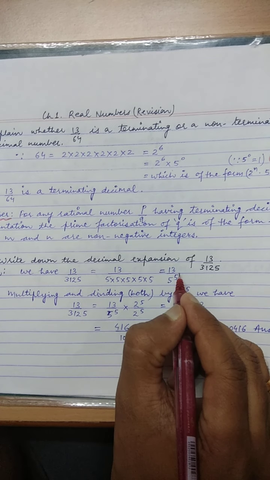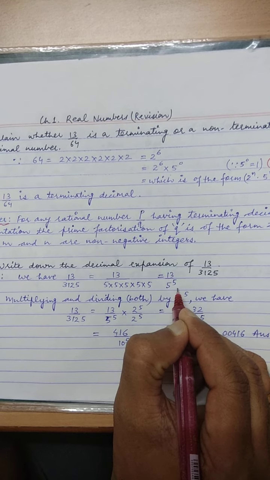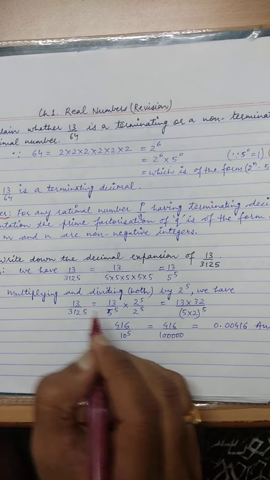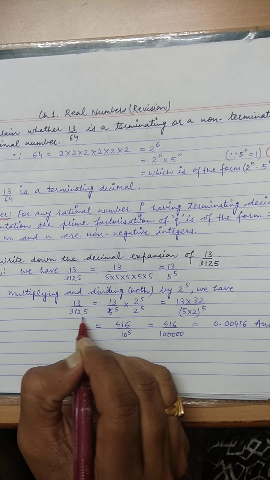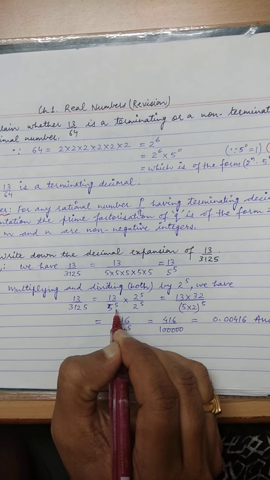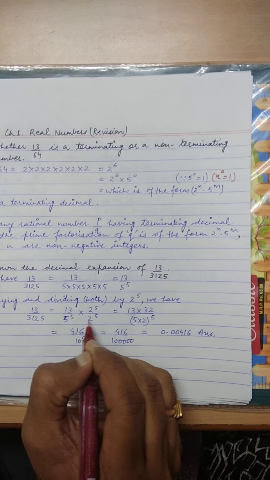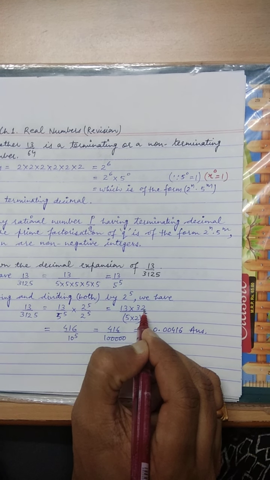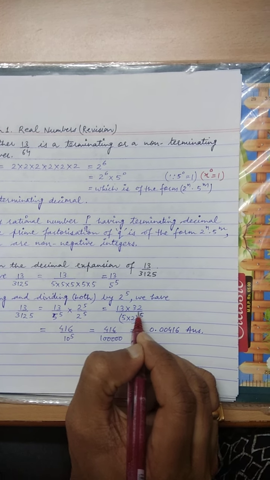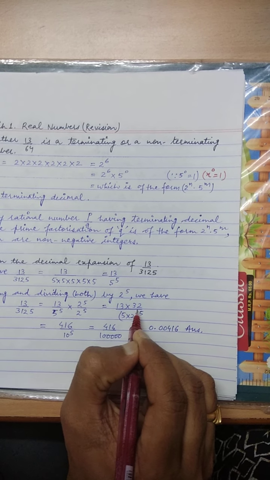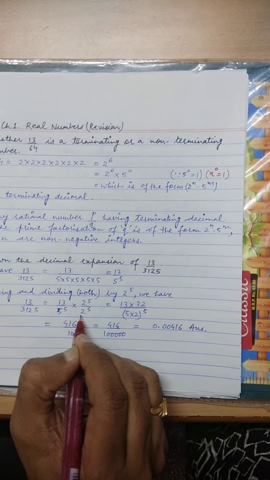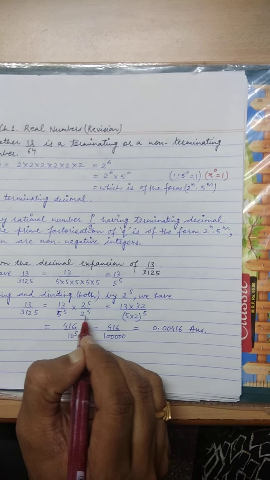Now multiplying and dividing the numerator and denominator of this number by 2 to the power 5, we have 13 upon 5 to the power 5 multiplied by 2 to the power 5 and divided by 2 to the power 5. Okay. Now 2 to the power 5 is 32, because 2 multiplied 5 times gives 32. 13 multiplied by 32 will be the numerator, and on the denominator side we have 5 to the power 5 times 2 to the power 5.